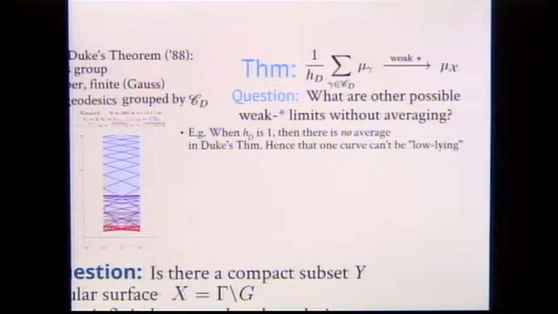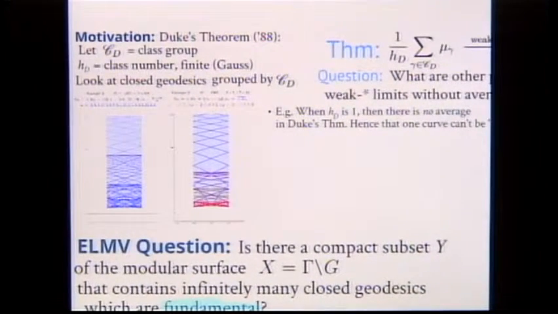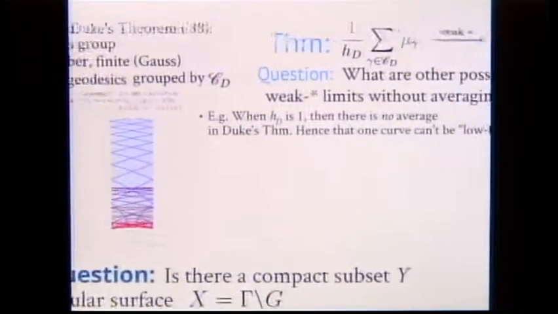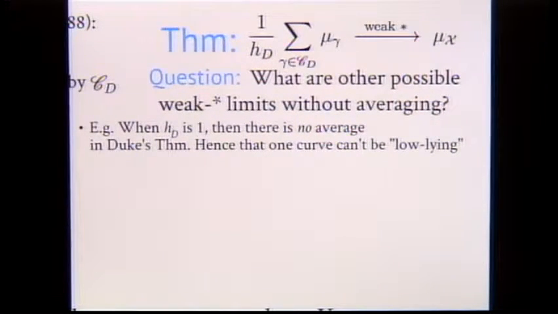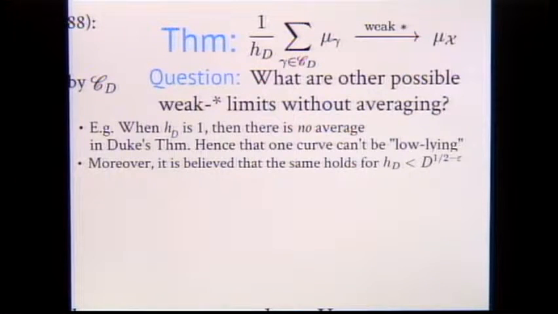So if the class number is 1, which of course happens infinitely often, no one's going to call me on that. Okay, so we all agree the class number is 1 infinitely often. I've proved it. No, we don't know that. Then there's no average, right? There's just one closed geodesic. And what happens to that one closed geodesic? Well, by Duke's theorem, it's equidistributing, which means it's going to visit the cusp. The cusp has a positive proportion of the mass. So these curves cannot be low-lying. You can't cut off the cusp at some height and look at the class number 1 guys and find low-lying curves.